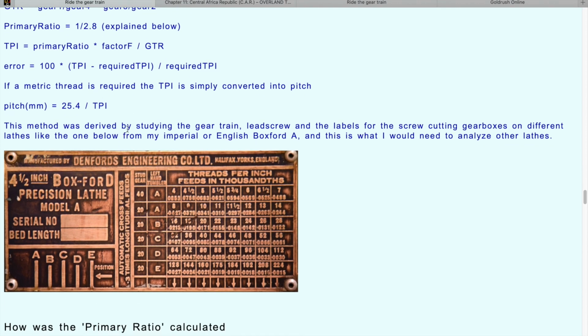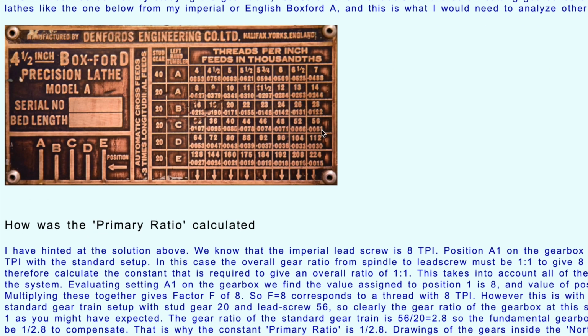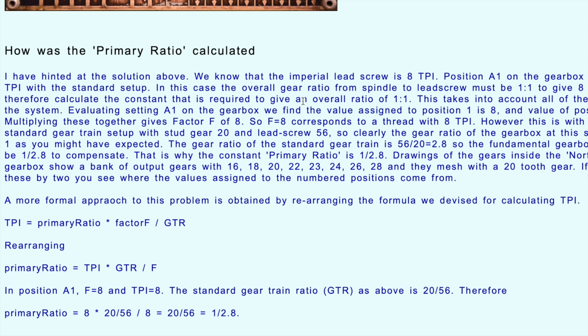This whole system was derived just by examining this table. So here are the numbers I'm actually using: 8, 9, 10, 11, 11.5, 12, 13, 14. It corresponds to a set of gears inside the gearbox that have double this number of teeth on each gear wheel. So it relates physically to what's inside the gearbox.